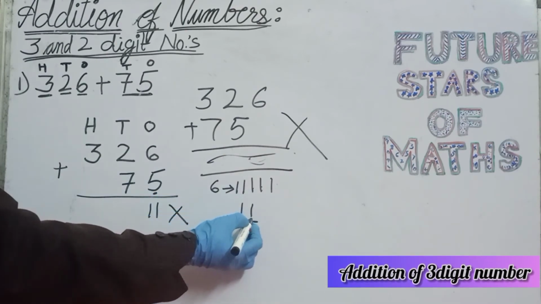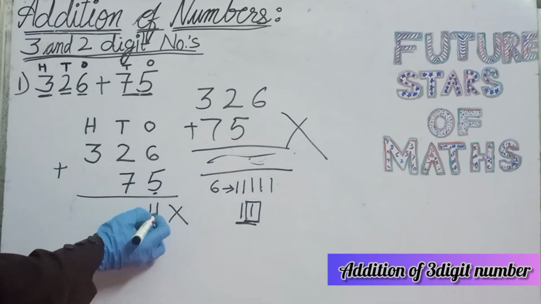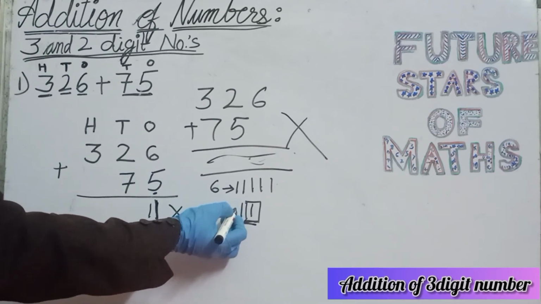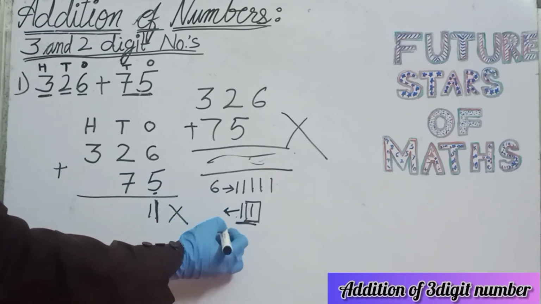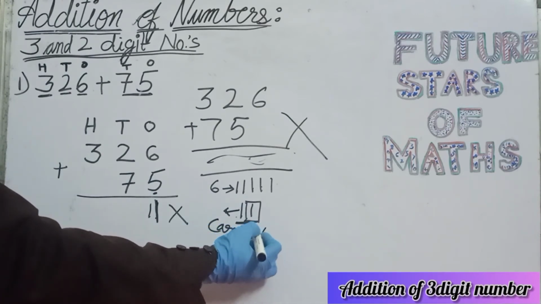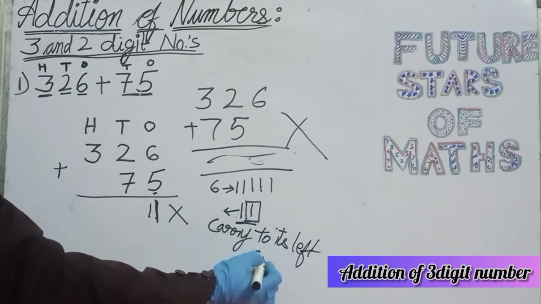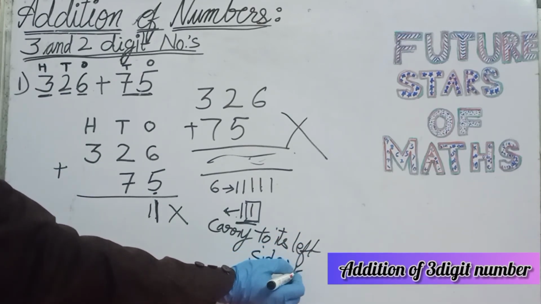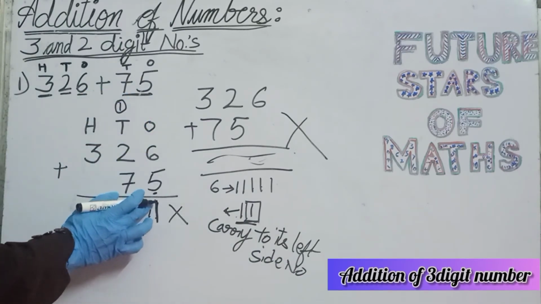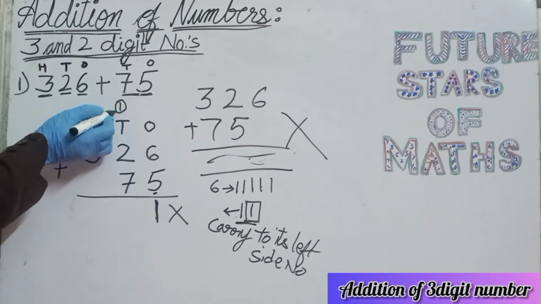Okay, so here we have to write only the ones place number. The second number which I am getting should be written as a carry. Where? To its left side. The left side number will go to the tens place. So we should write only 1, and then the other 1 we have to place as a carry.